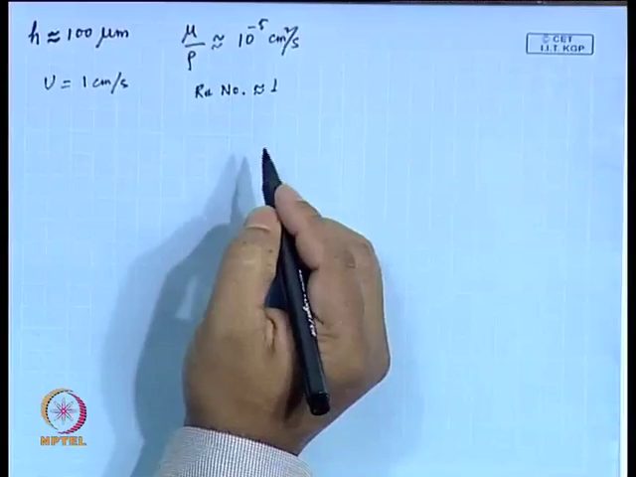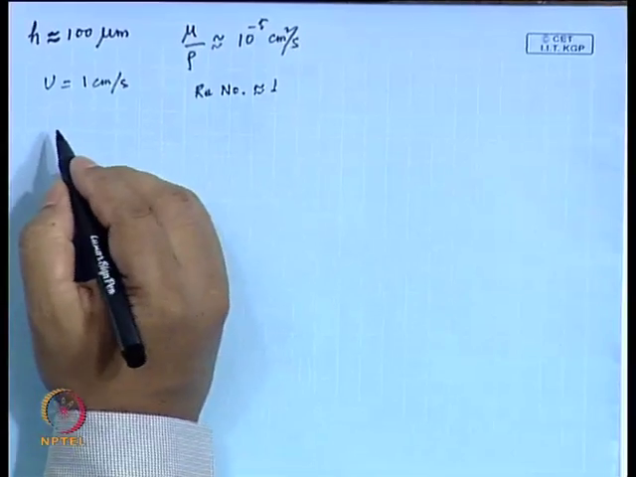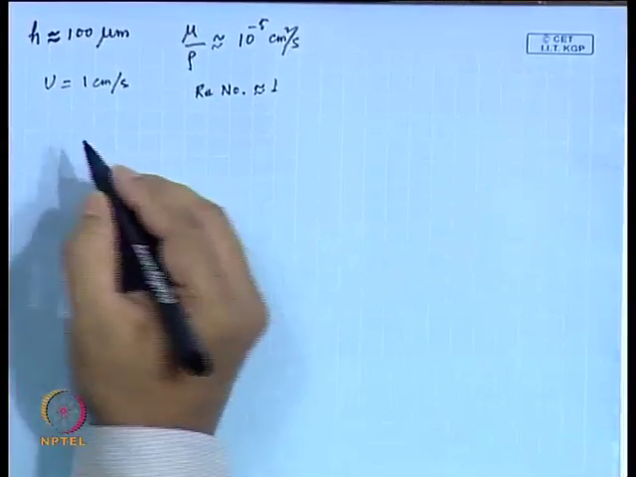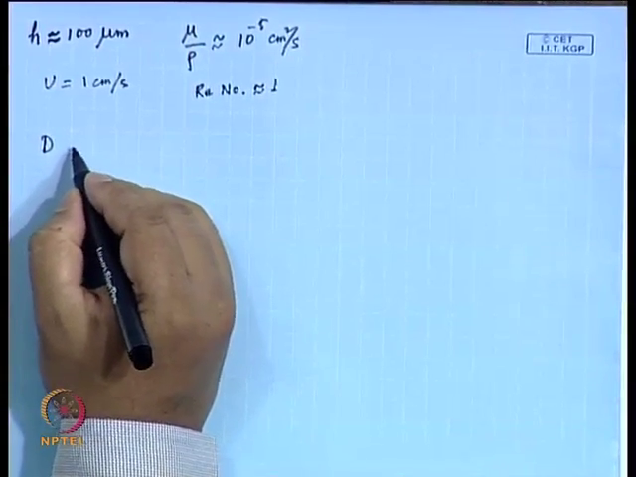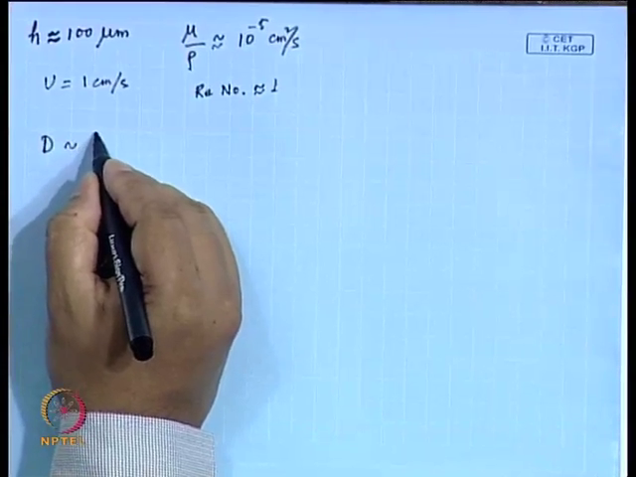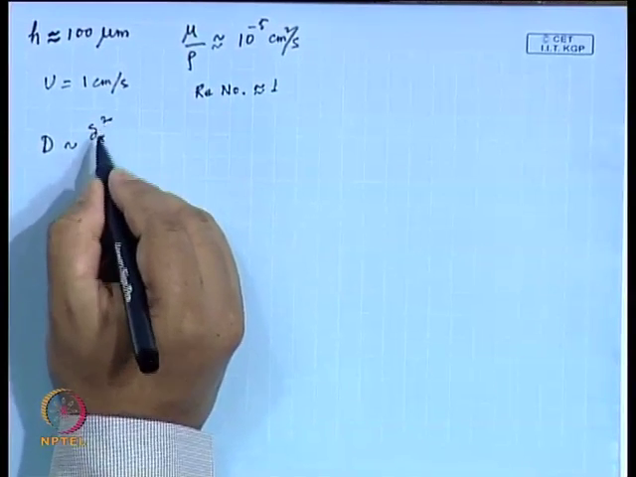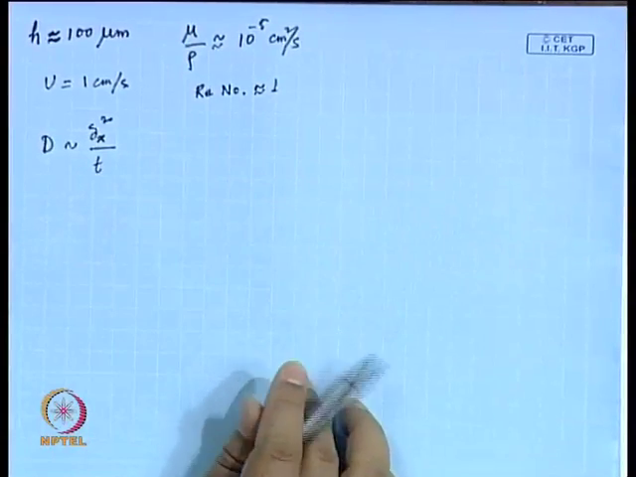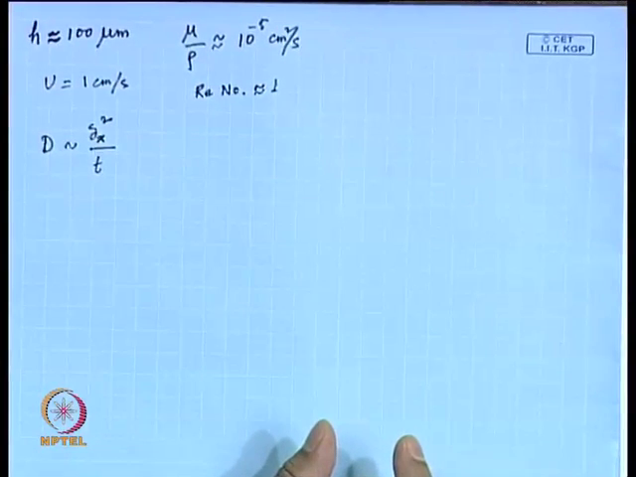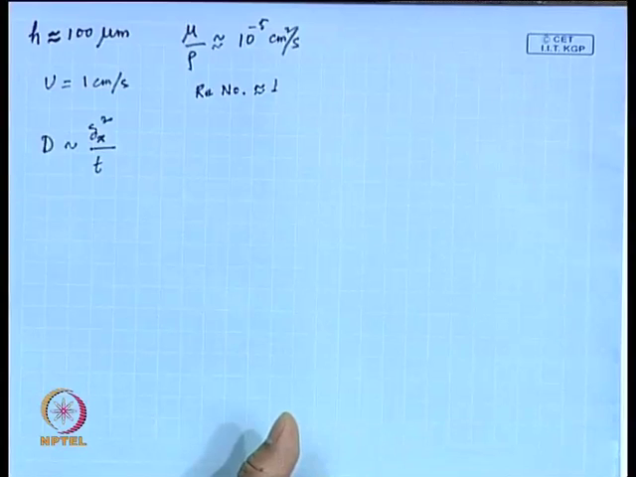Okay. The other point here is this diffusivity. Diffusivity can be defined as the distance by which a species penetrates, square of that, divided by the time it takes for the species to go up to that distance. That is how we commonly understand diffusivity or diffusion coefficient.